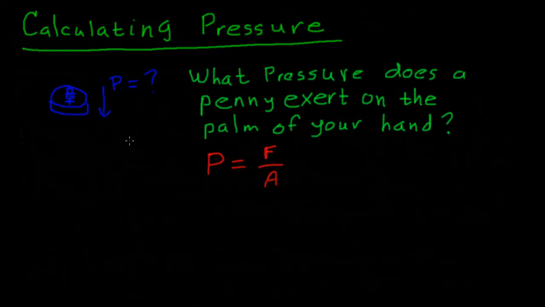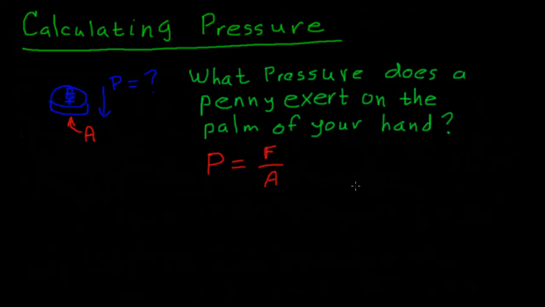So the penny has some mass, and gravity is going to be pulling that down, and so it's going to be exerting a pressure on the palm of your hand, and of course the penny is going to have some area. We're going to imagine that the penny is resting down on its flat surface rather than on its edge. So there's some area associated with this penny. If we know what that area is, and we know what the force is, then we can just plug them into this formula to calculate that. Right now we don't know what either of those two things are, so we're going to have to figure out some ways of calculating those.